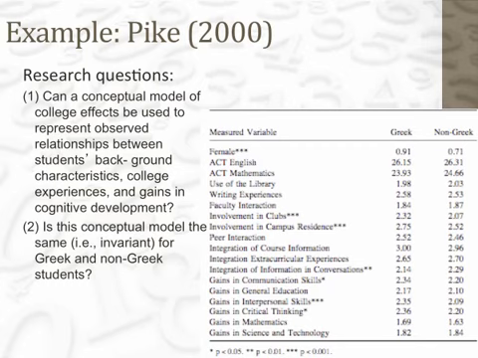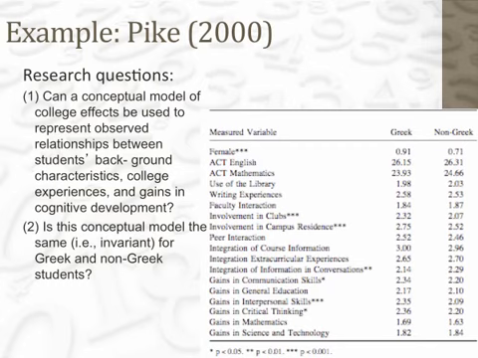Let me give you another example. Okay, let's go down here. So let's look at our gains in cognitive development. So we're interested in knowing whether or not Greek students and non-Greek students have different levels of gains in cognitive development. So what could we conclude here?